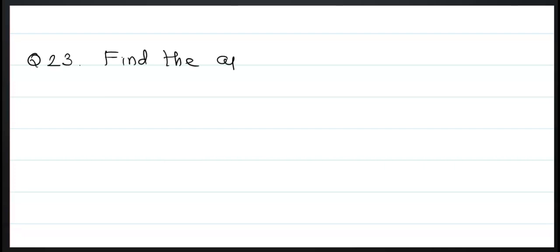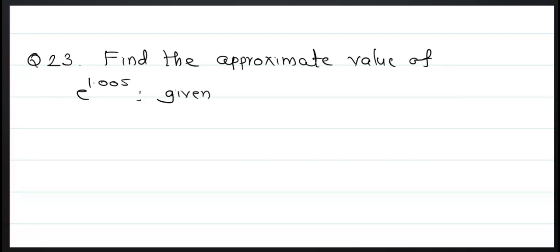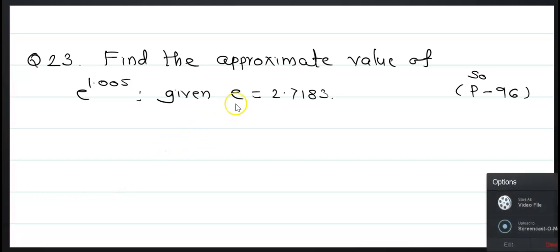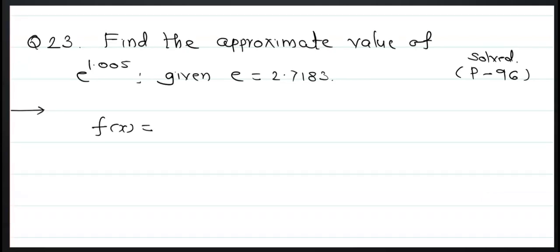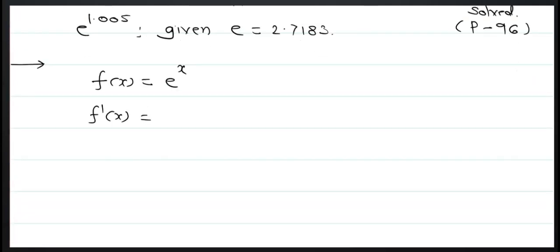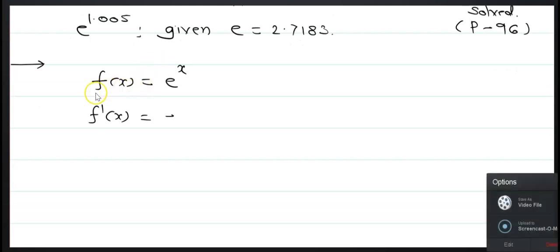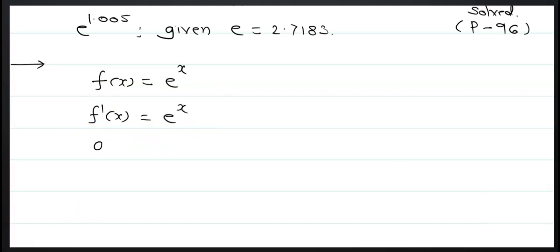Question number 23. Find the approximate value of e raised to 1.005 given that the value of e is 2.7183. It's a solved question on page number 96. f of x is equal to, what type of function is this? The exponential function. f of x is equal to e raised to x. What's its derivative? f dash of x is equal to, again, e raised to x.